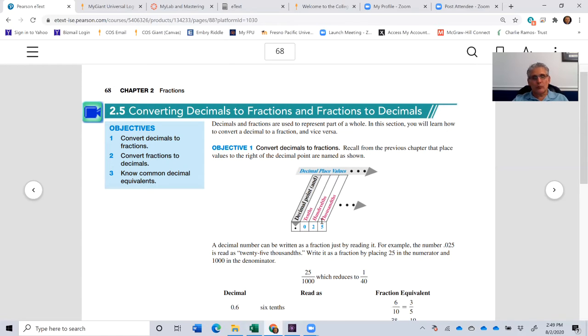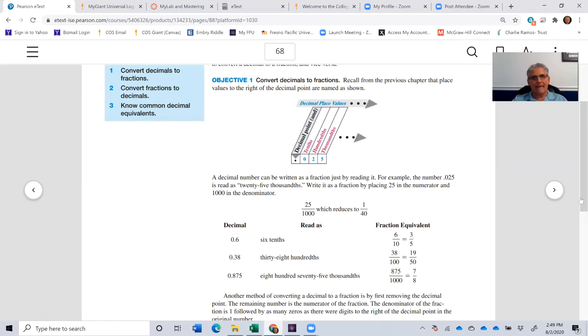Now, in order to learn how you read it, you have to review the decimal point and recognize that the first number to the right of the decimal is in the tenths place. The next is the hundredths, and the next is the thousandths. And it goes on indefinitely.